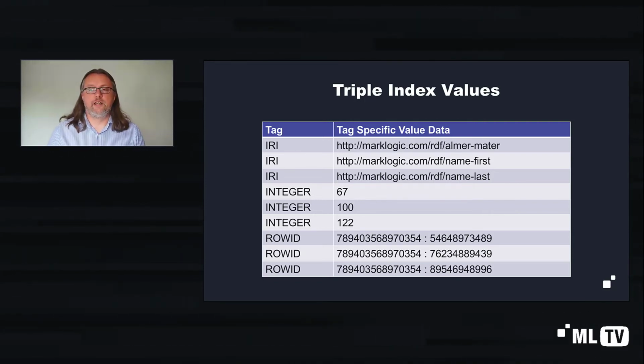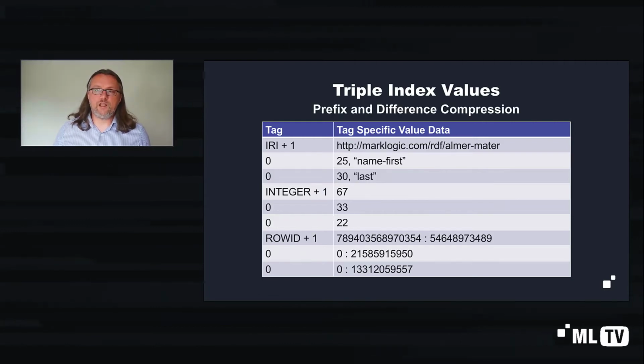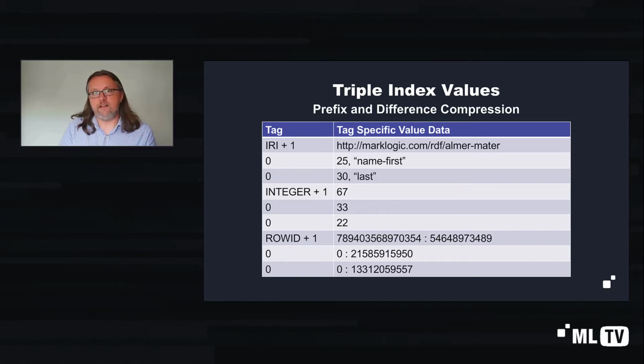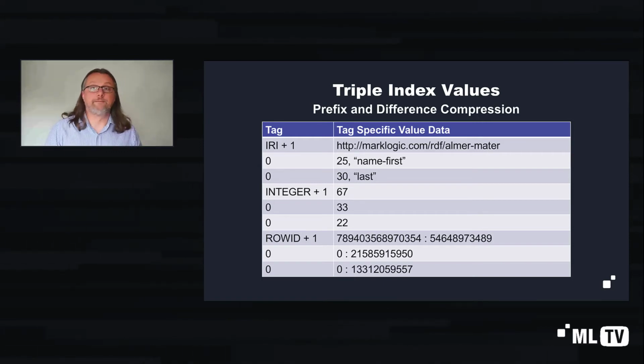And row IDs. Actually, row IDs consist of two values. The first is a value that identifies the table or view they come from, and the second is something that identifies the row. So that first number is repeated over and over. So we do prefix and difference compression on the values that are stored in the triple index as well. In this case, we're storing a tag plus 1 to indicate that there's an entire value uncompressed, and then we're storing a 0 to say this is a prefix or difference compression from the previous value.